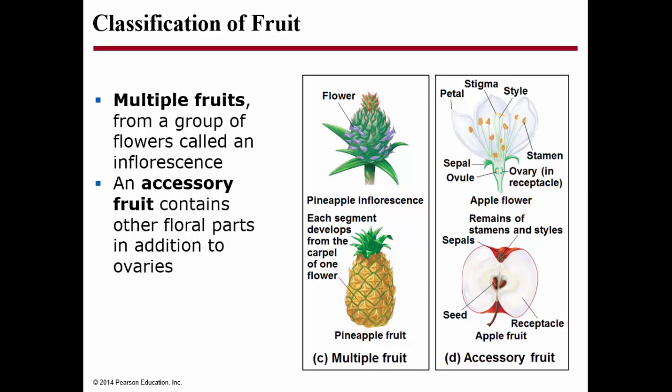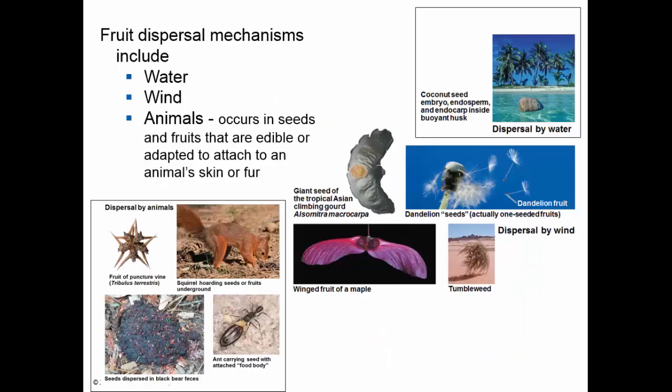An accessory fruit can form when other parts of a flower, in addition to the ovaries, contribute to the fruit. In the apples, when we see this little dip at the opposite end of the stem, that's a portion of the fruit that's formed from the remains of the stamens and the styles of the flower that originally produced this apple.